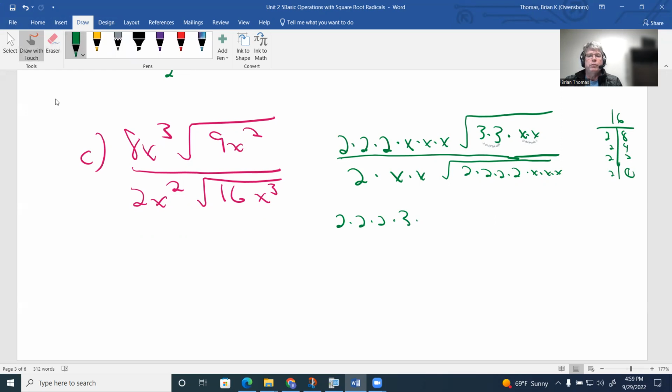So it's a 1 for 2. So only one 3 comes out. We already have 3 x's out, and then 1 more x comes out. So that's what's in the numerator.